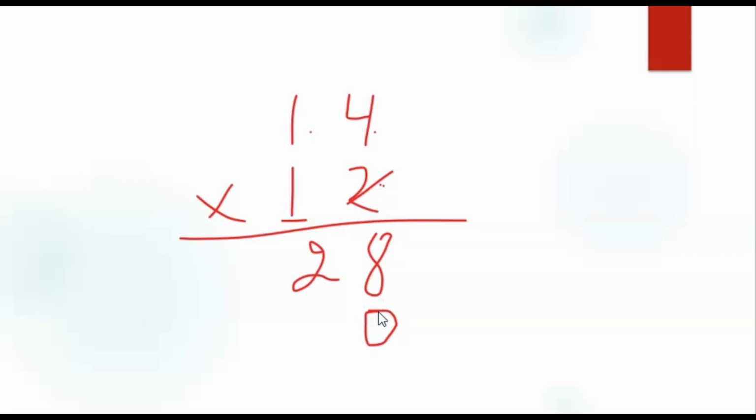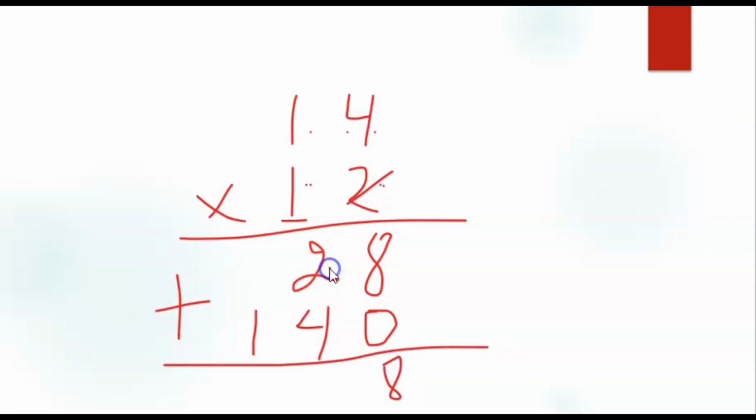Next step, you're going to multiply 1 with the 4, which is 4. Then 1 times 1 equals 1. That is it, guys. You're going to add these numbers. 8 plus 0 equals 8. 2 plus 4 equals 6. 1, nothing to add. So you're just going to drop the 1 down here. That is it. 14 times 12 equals 168.